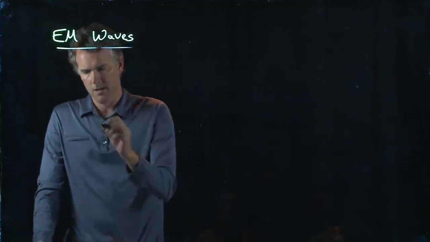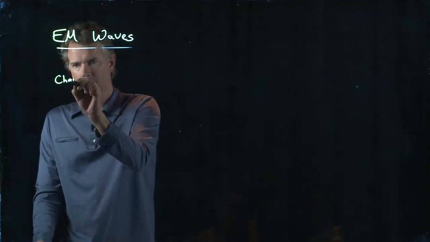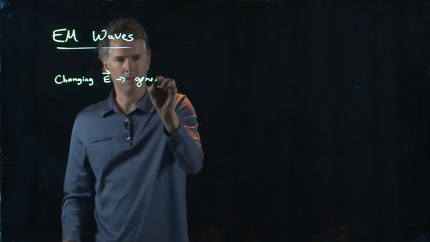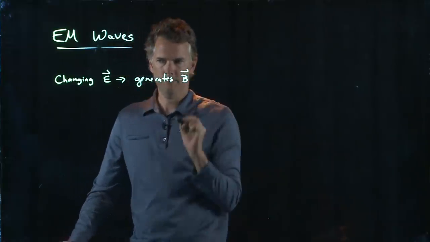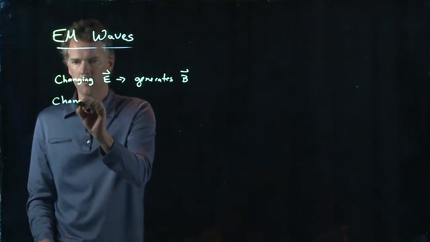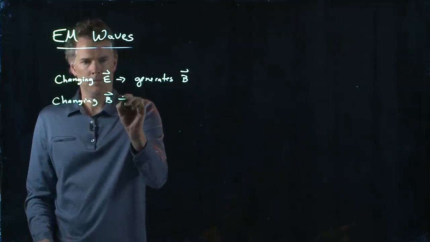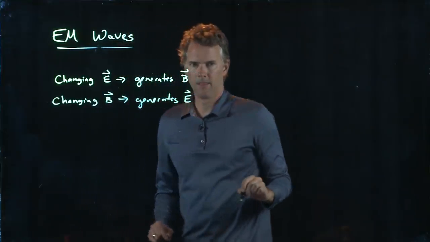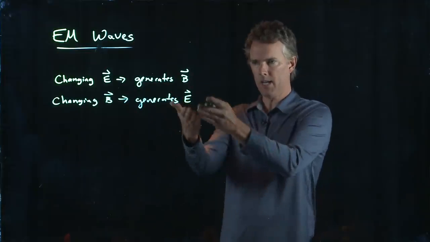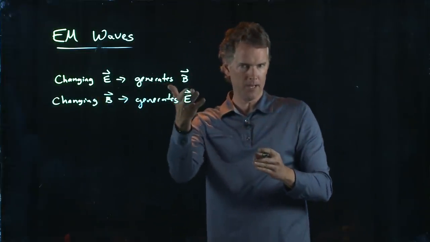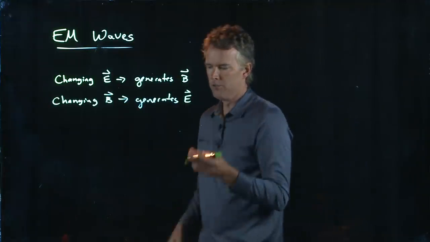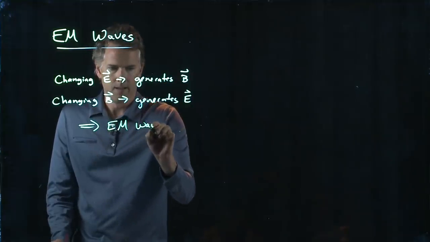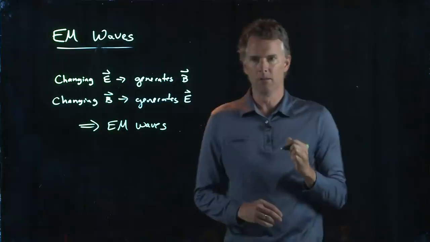So the idea is this. A changing E generates a B. And a changing B generates an E. I change B, I can generate E. But if I change E, I can generate B. And maybe these things can balance out just right that you can generate electromagnetic waves, and that is indeed what happens.